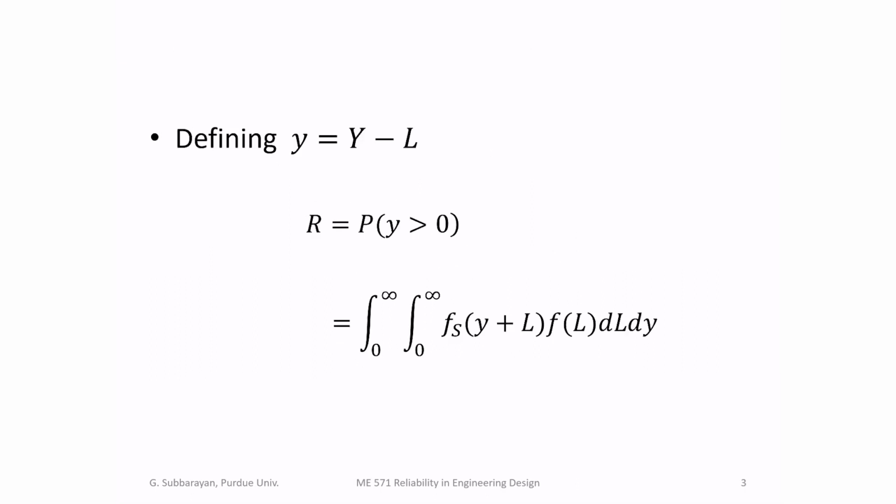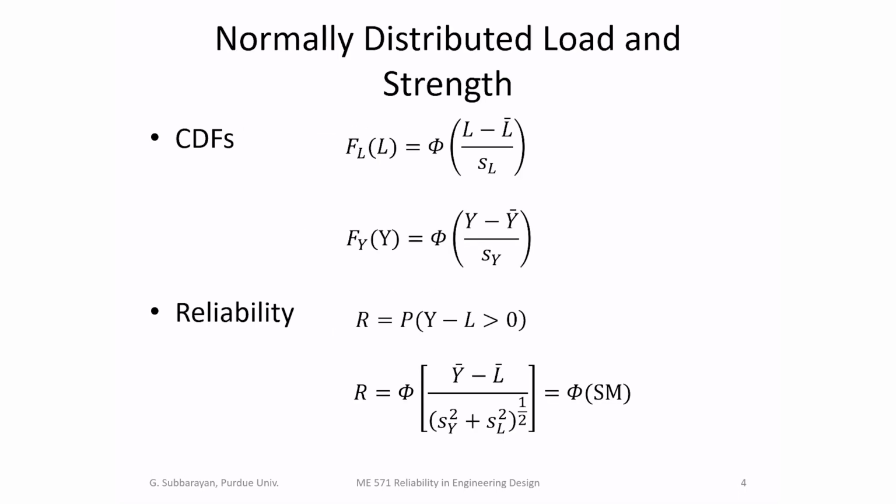Next, I'm going to define a new variable, little y, as cap Y minus L. As we know, reliability is strength being greater than load, or little y being greater than 0. Now we can use this to derive the safety margin that you see here for normally distributed load and strength. I will work this out and show you how this comes about.